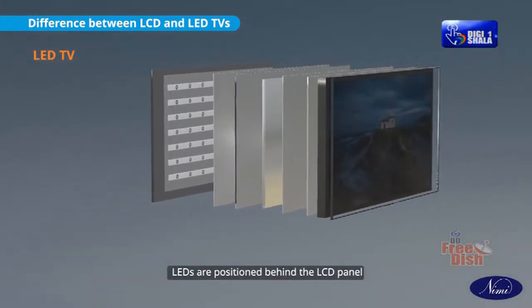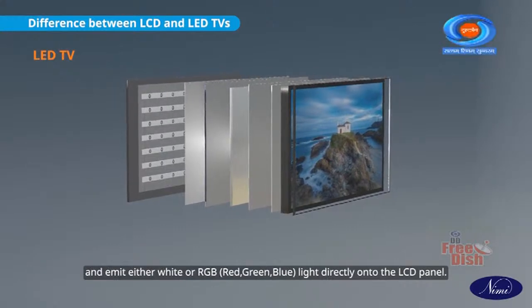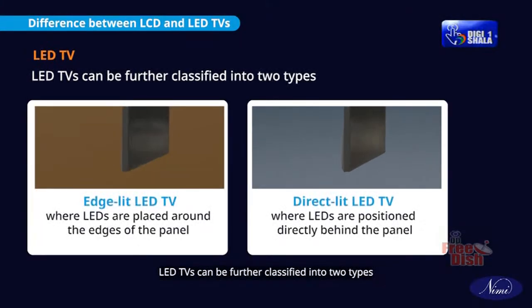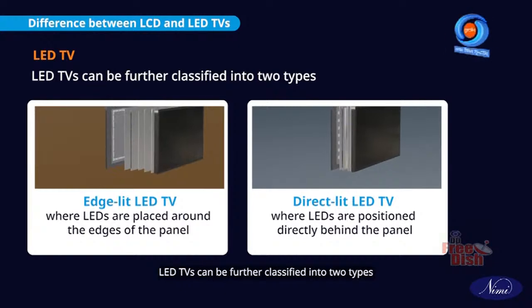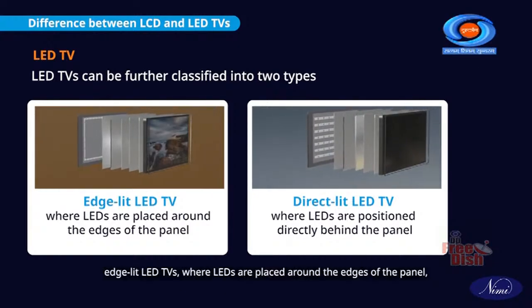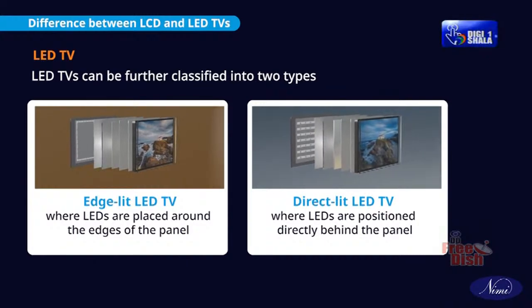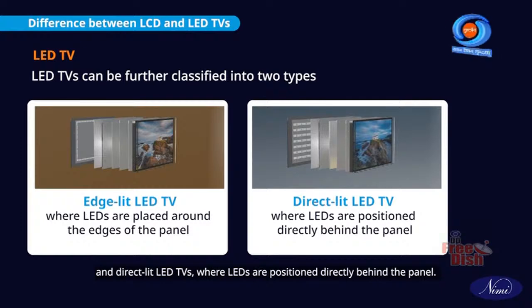LEDs are positioned behind the LCD panel and emit either white or RGB (red, green, blue) light directly onto the LCD panel. LED TVs can be further classified into two types: edge-lit LED TVs, where LEDs are placed around the edges of the panel, and direct-lit LED TVs, where LEDs are positioned directly behind the panel.